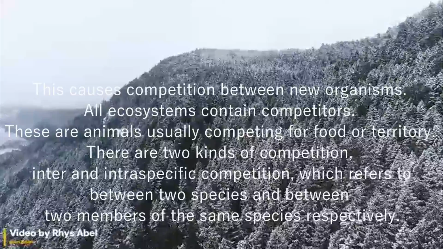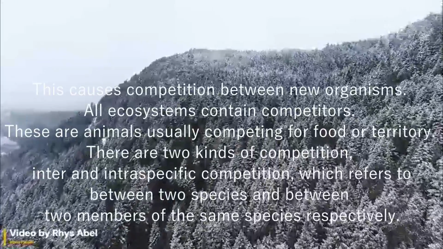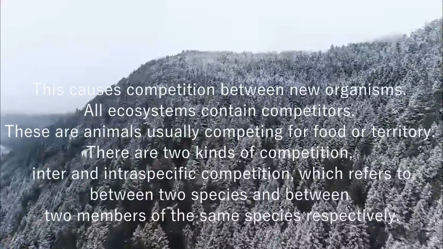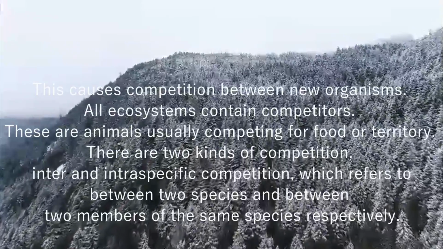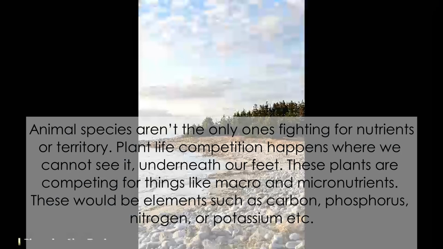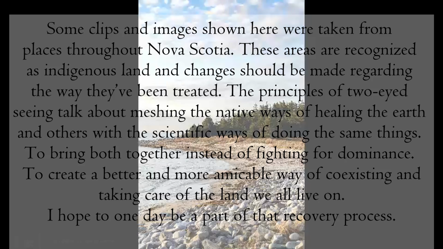All ecosystems contain competitors. These are animals usually competing for food or territory. There are two kinds of competition: inter- and intraspecific competition, which refer to between two species and between two members of the same species, respectively. Animal species aren't the only ones fighting for nutrients or territory. Plant life competition happens where we cannot see it, underneath our feet. These plants are competing for things like macro and micronutrients. These would be elements such as carbon, phosphorus, nitrogen, or potassium, etc.